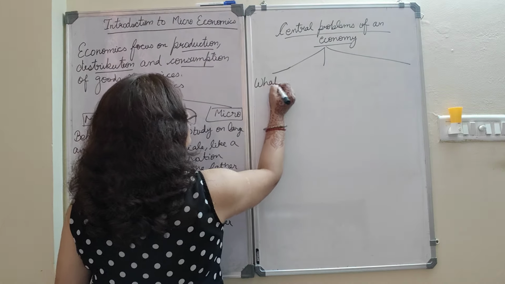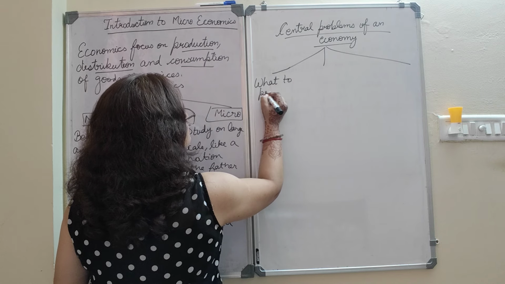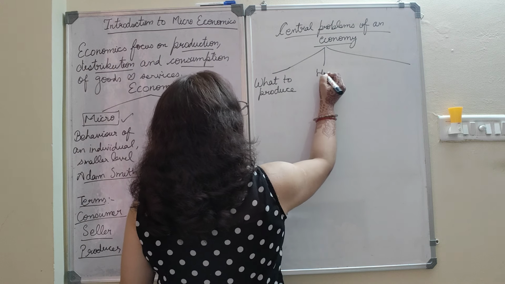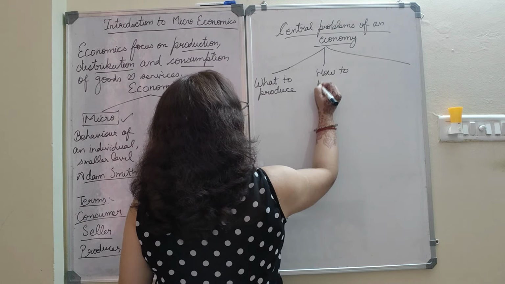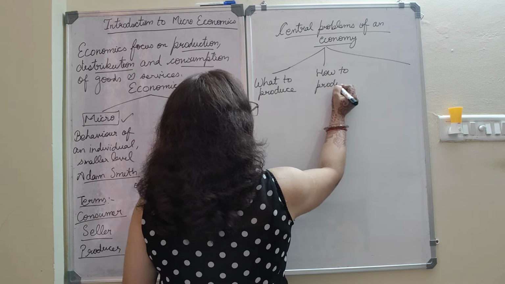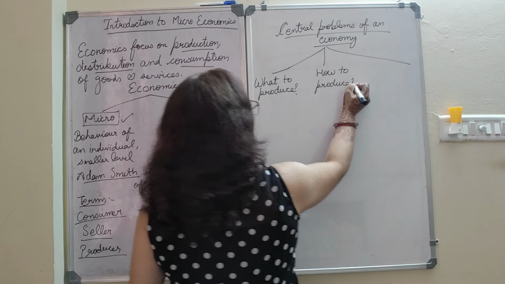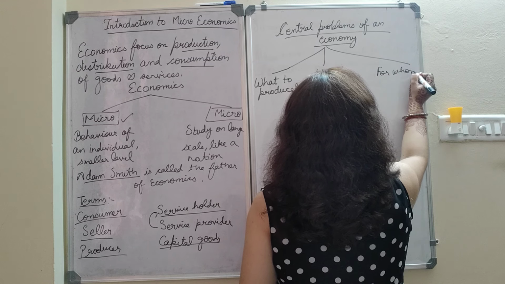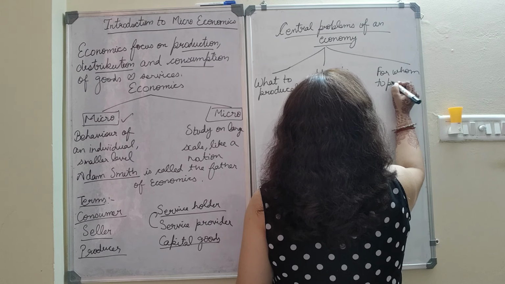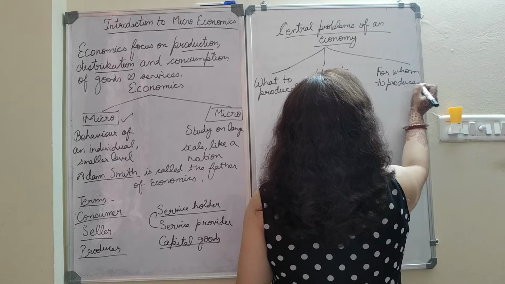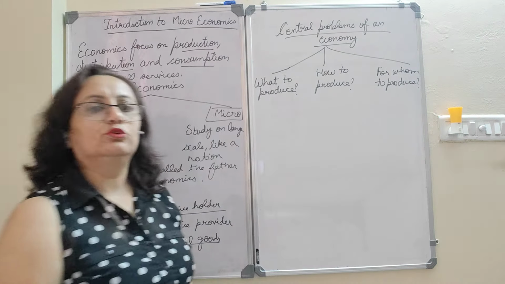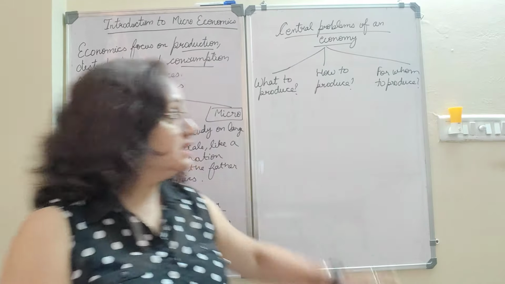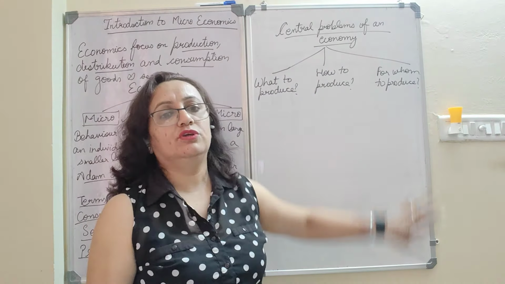First is what to produce, second is how to produce, third is for whom to produce. Okay. See, suppose we take a simple example. If I ask you to put up your own factory and start your own production, these are the three things you will have in your mind.